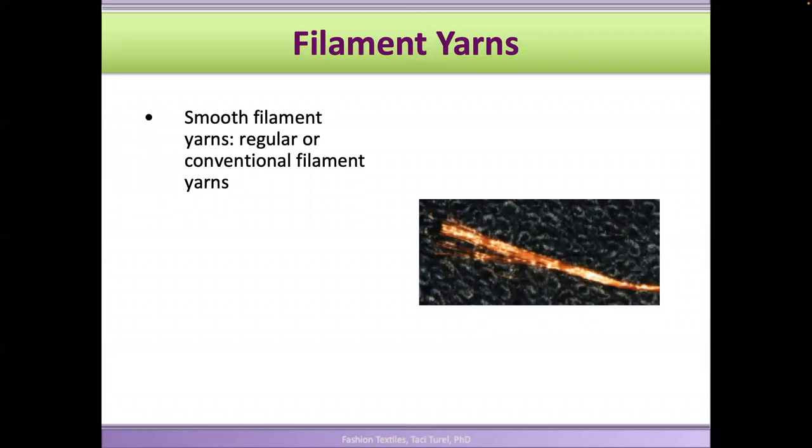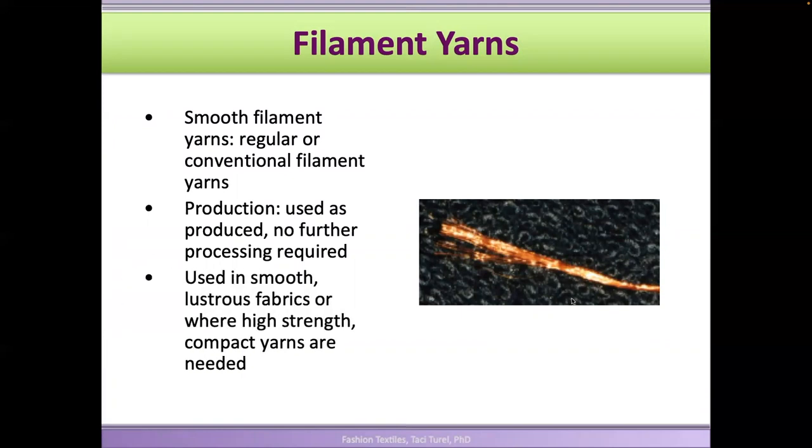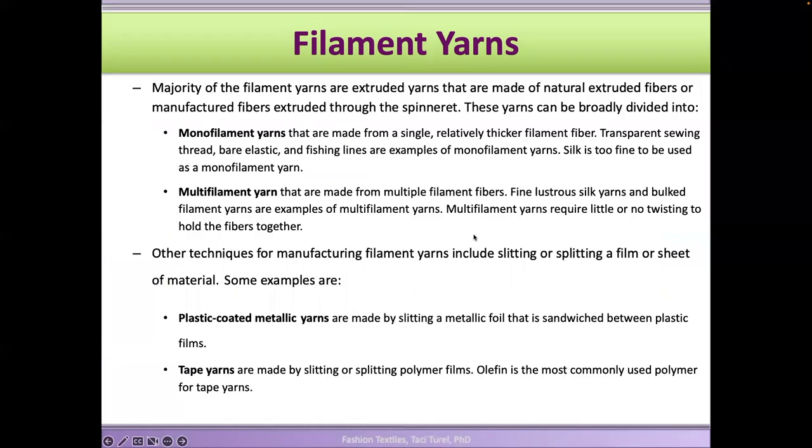So there are a lot of different kinds of filament yarns. You can have smooth filament yarns, you can have bulky filament yarns. There are a lot of different ways you can create filament yarns. I don't know if you can notice this, but this is a multi-filament yarn with a lot of filaments in it. I mentioned monofilament and multi-filament. You can also make tape yarns, or you can make metallic yarns that are coated with plastic or laminated.